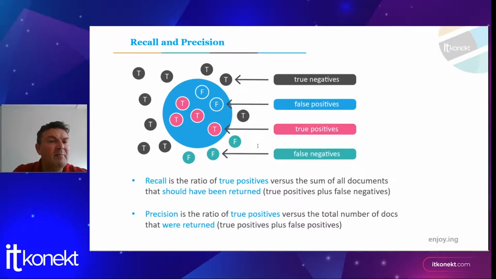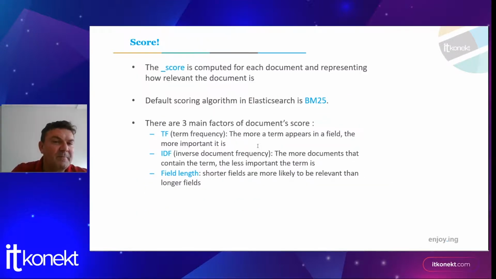A very important term in Elasticsearch is score. For every search query, Elasticsearch computes a relevance score. Once the results that match are retrieved, the score they received will determine how they are rank ordered for relevance. The default scoring algorithm in Elasticsearch is BM25.